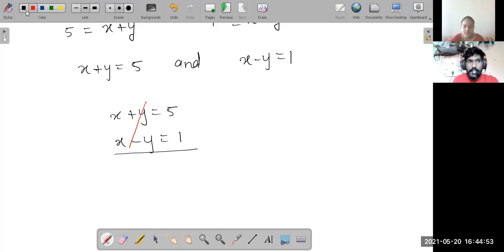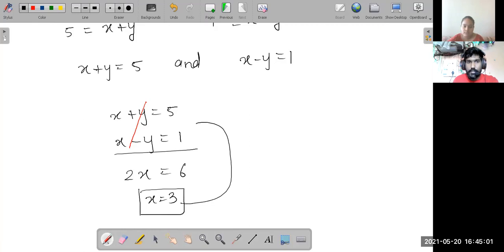Then 2x is equal to 6. So x is equal to 3. And then you substitute this in any equation. Let's substitute in the first equation. Will it work? Yeah, any equation will work.